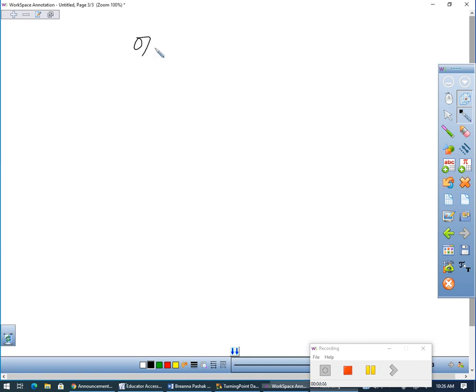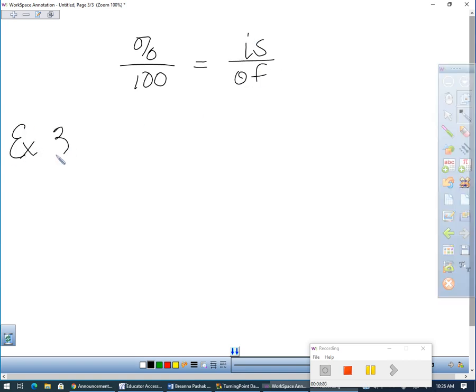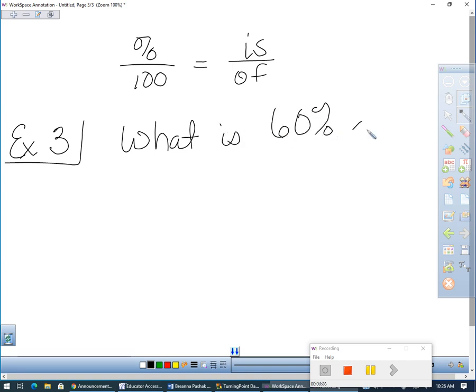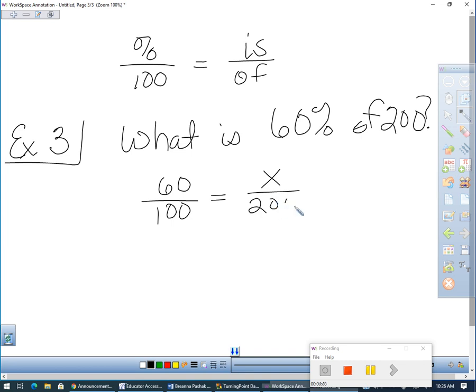All right, here we go. Again, I want to remind you, we're going to go percent over 100 equals is over of. Here's example number 3. This time, let's say, what is 60% of 200? So, percent, what is our percent? So we have 60 over 100 equals, yes, x over 200, is over of. Every single time works.